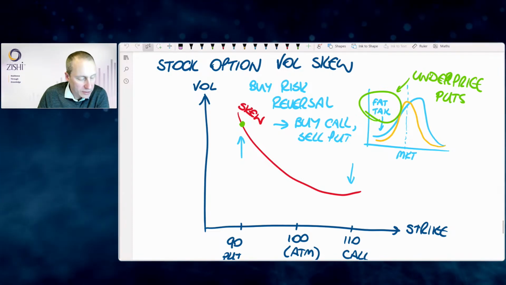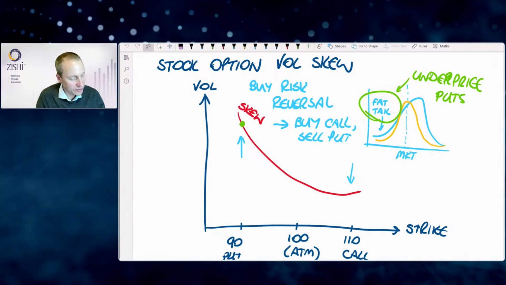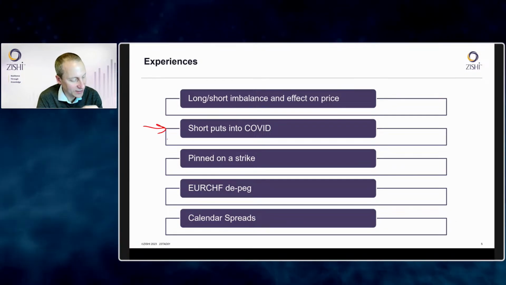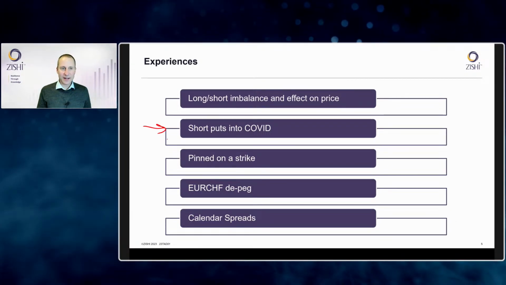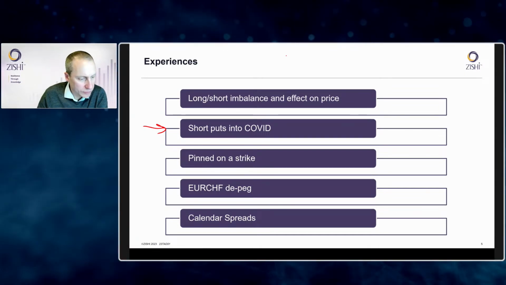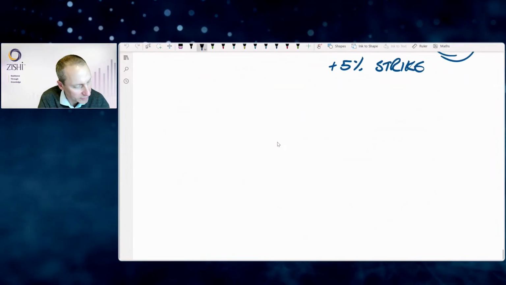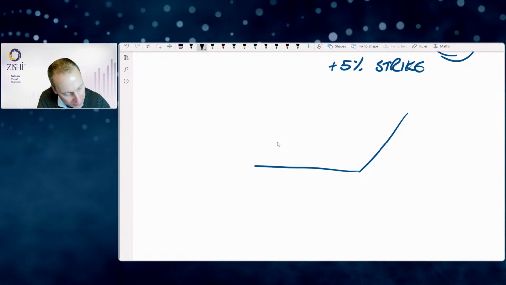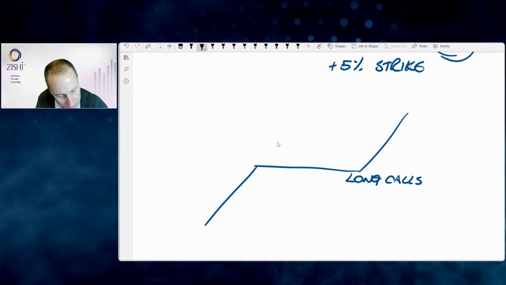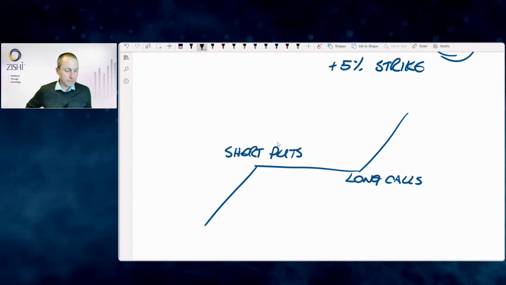So if you imagine that that might be the way I look at stock options, I want to take you into part 2 here, which has an intriguingly titled Short Puts into COVID. So December 2019, I had this position on, and let's just draw it in terms of on-expiry payoff. I was long calls, I was short puts. So what I would call a long risk reversal position.